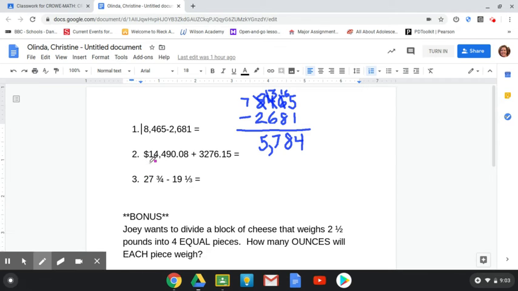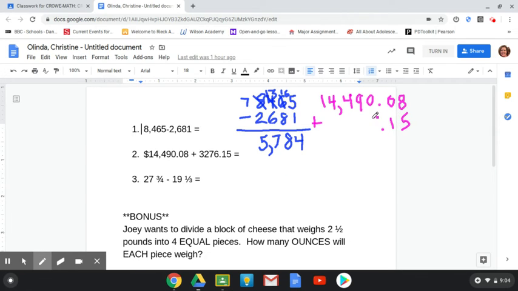I'm going to change a color for the second problem. All right, number 2 says $14,490.08 plus $3,276.15. Same thing, but now we're adding, and we need to line up the decimals. Remember, when you add, the decimals have to be in the same space. So I'll do my work here. 14,490. And then here's my decimal. And I'm going to add. A lot of times I like to go backwards so I make sure my numbers are lined up correctly. And there's my decimal.